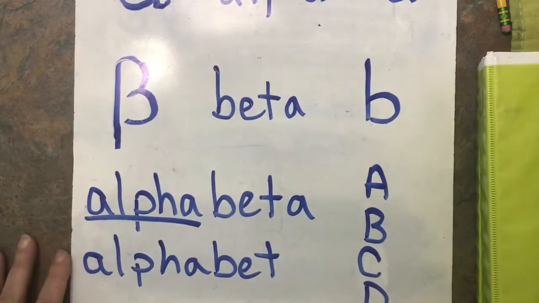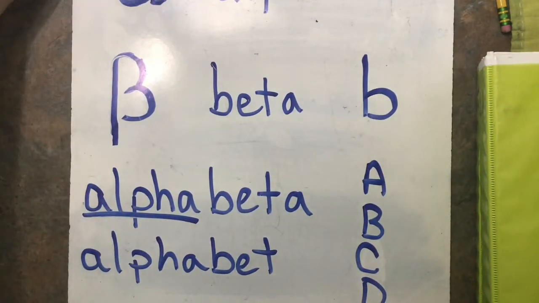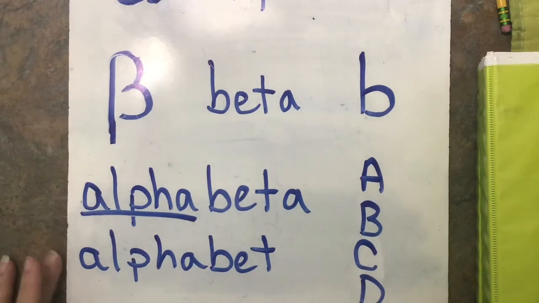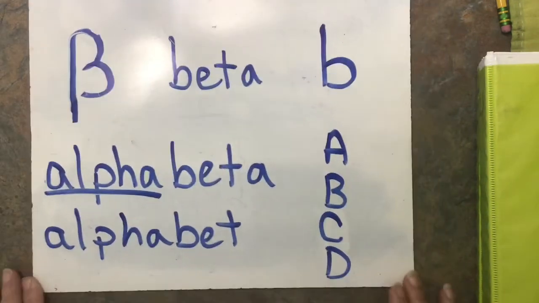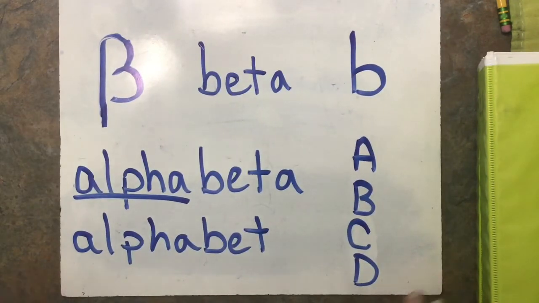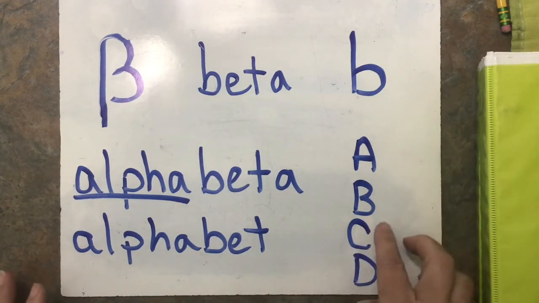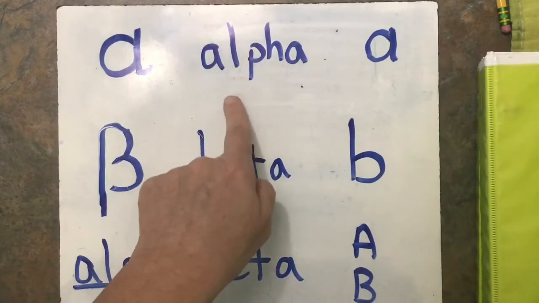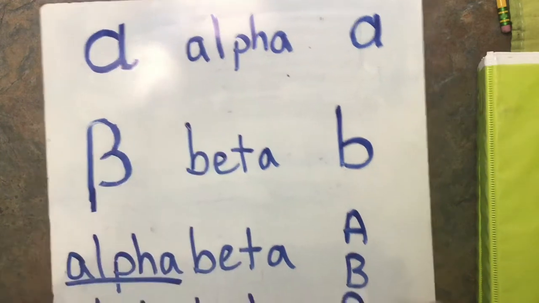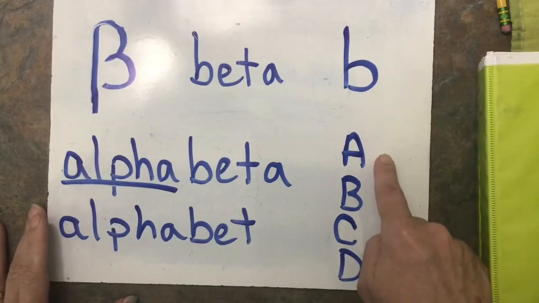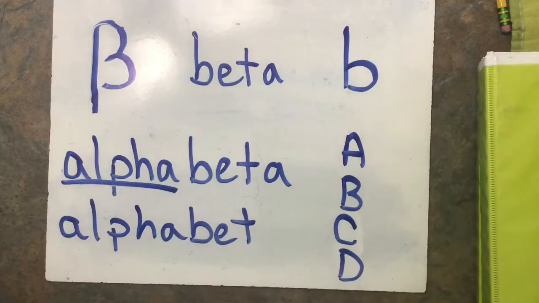So we have names for our symbols as well. We don't call ours alpha or beta. We call ours A, B, C, and D. Now this is how you spell alpha. So we need to come up with how do we spell A's name.